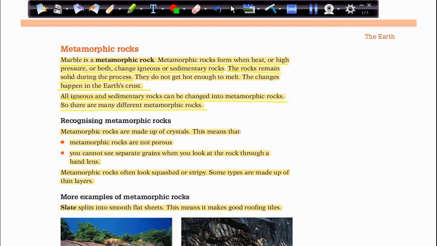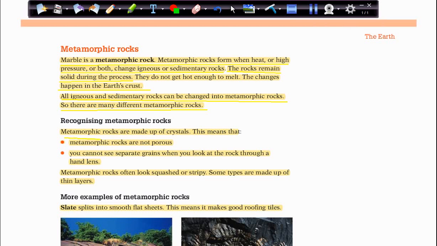Before we studied about sedimentary rocks, we said these are porous. We can pour water on them. They can suck the water in. We can see even gaps, or we can see very small pores. We can scratch them. They can be scratched. So what about the metamorphic rocks? How can we recognize it?